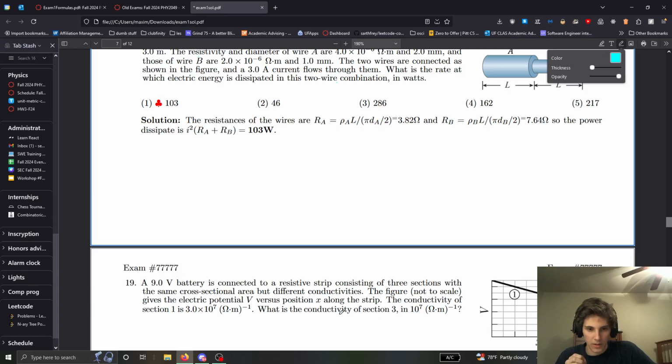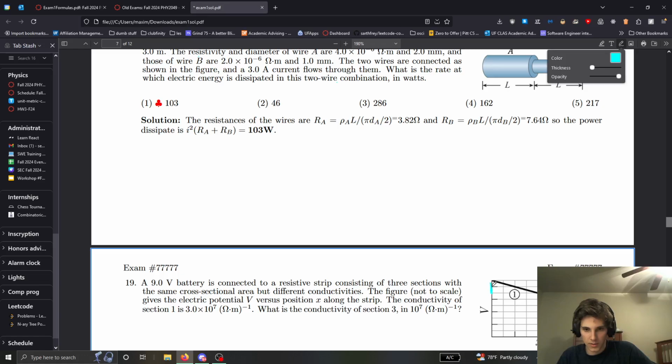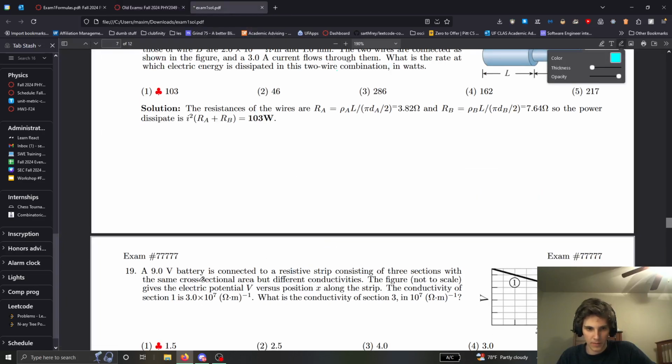All right, next one. 9-volt battery. We want conductivity, right? And the idea here is we're given X, we're given a certain dV. So let's start with the conductivity of section 1, right? Length over area. Is that what I care about? Yeah, same cross-sectional area.